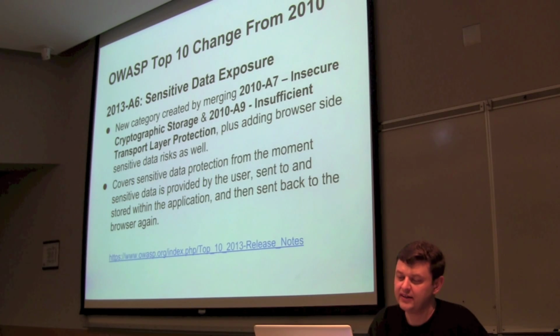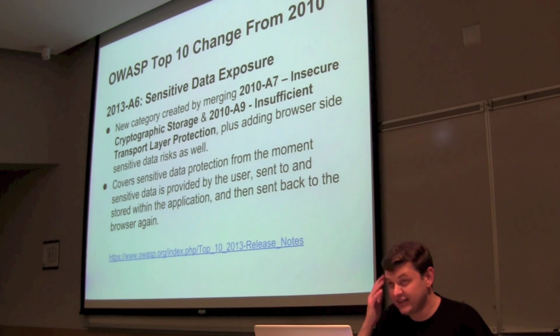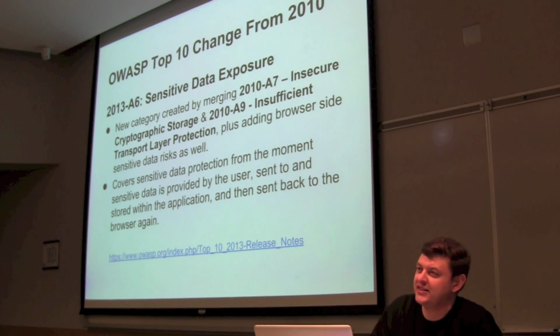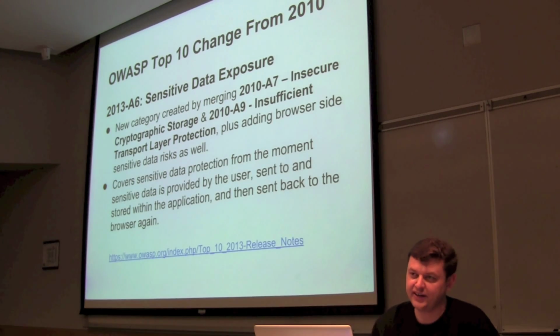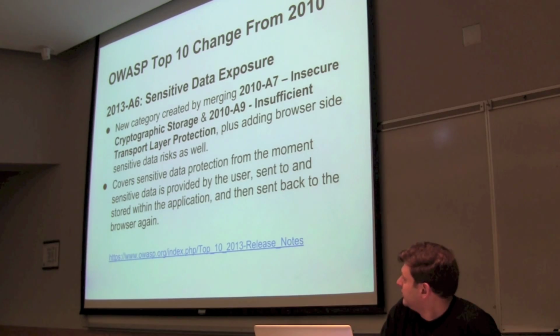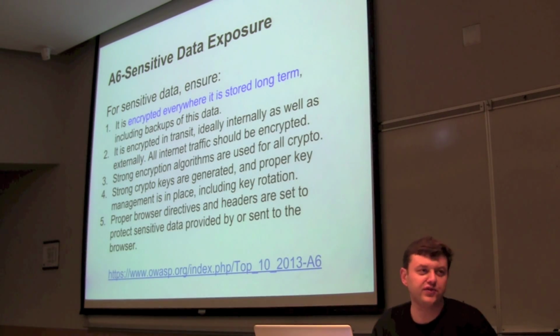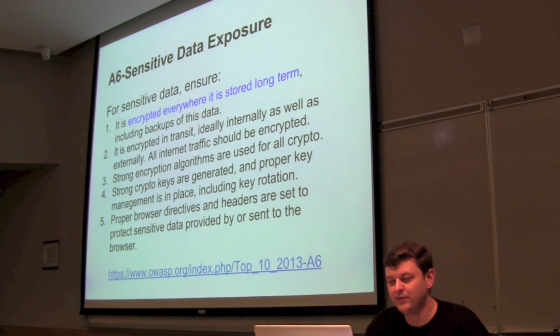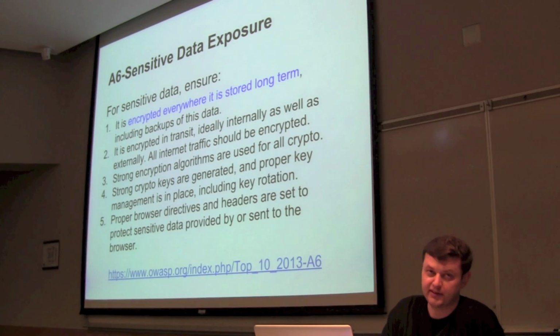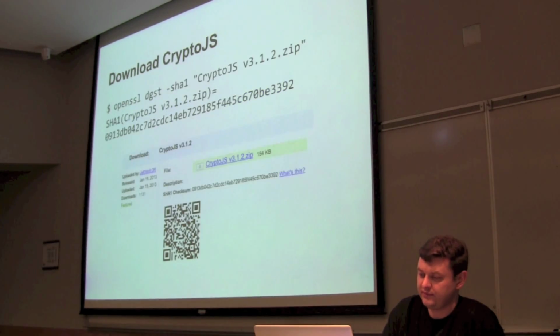And if you think about it, insufficient transport layer protection, the solution to that was just turn on SSL. So it probably didn't deserve its own item in a top 10 list if all it did was say, hey, turn on SSL. But this is definitely relevant to what we're doing with this secure to-dos. So I'm not going to read through this one, but I highlighted in blue why we care. It's encrypted everywhere, it's stored long term. And again, local storage, long term.